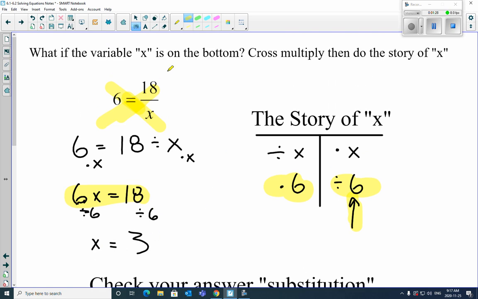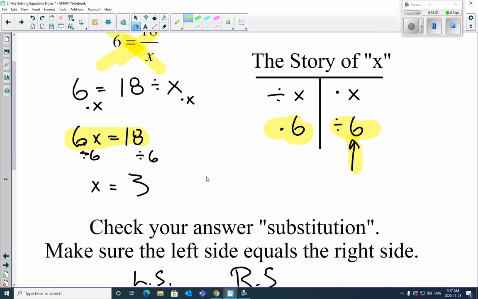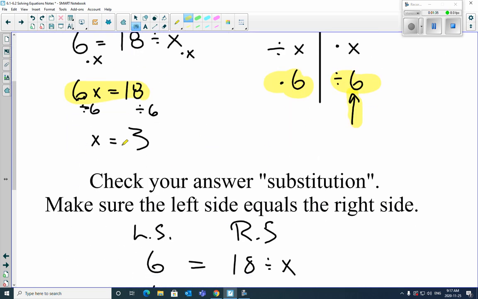So when you have a variable on the bottom, you can cross multiply first. And it doesn't matter to me how you do it. There's two ways of doing it, and then you can still do the story of x. So we end up with x equals 3.